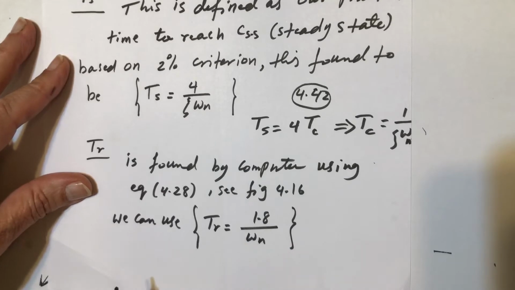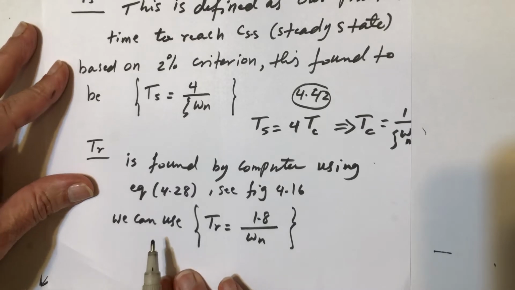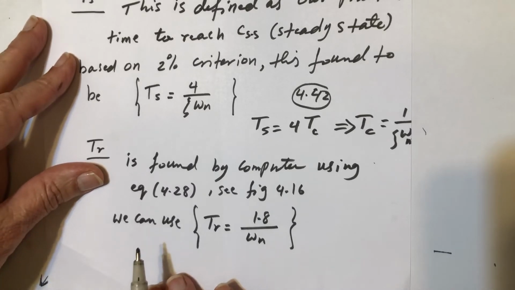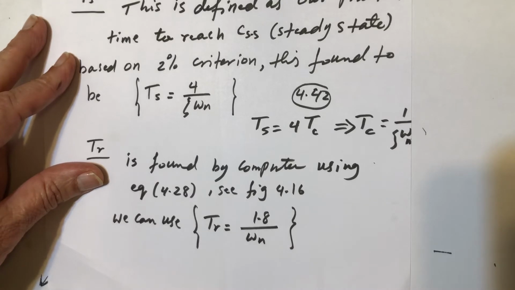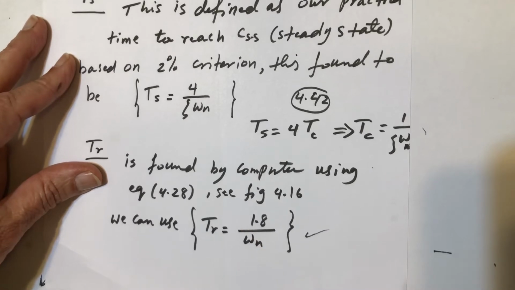Here, it's not easy. So they go into the computer to find it, and there is a graph of zeta against omega n times Tr. I'll talk to you about it when I solve a problem for you. But I use rise time 1.8 over omega n. Of course, I'll make you use this in the exam because it's easier. So this is not given in the book. I'll use the one given in the book later in an example, because that one is more difficult to find.